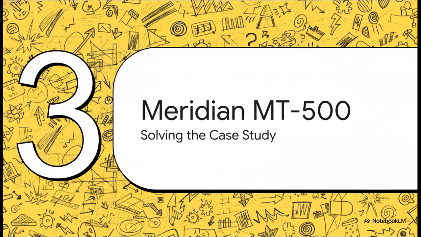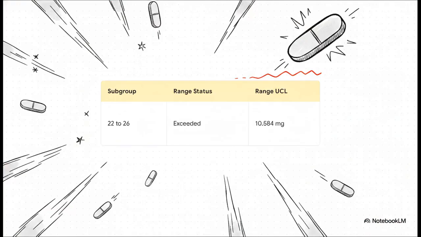All right, let's bring it all together in Section 3, Solving the Meridian Case. Let's apply everything we just talked about to the rather chaotic end of the Meridian case study. We're looking at 30 total subgroups now, and things have clearly gone off the rails. Sticking to our golden rule, we look at the range chart first. Instantly, we can see that the within subgroup consistency has just totally collapsed. Look at subgroups 22, 23, 24, 25, and 26. They all blasted right past the range upper control limit of 10.584 milligrams. This process is clearly no longer producing consistent units from one tablet to the next.